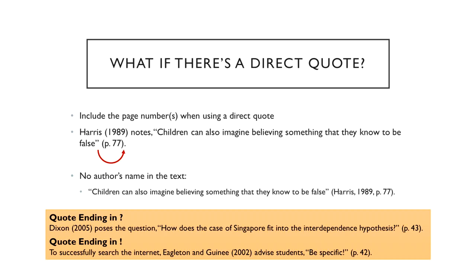You only do a page number if it's a direct quote. Okay, so don't be over the top. What if your direct quote is a question? Well, don't sweat it. You still end with the page number. So there's an example there of Dixon.